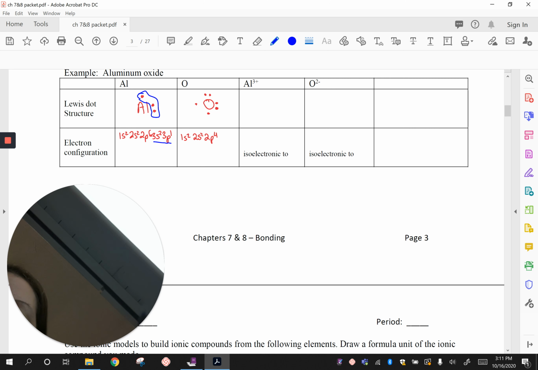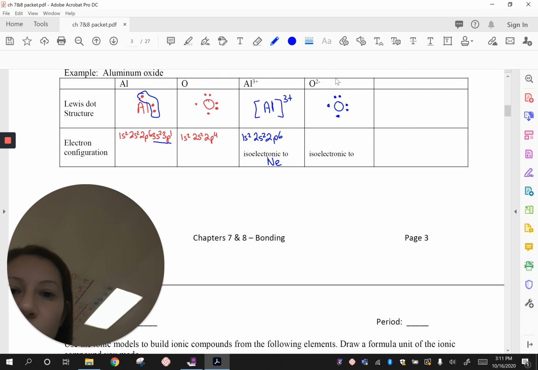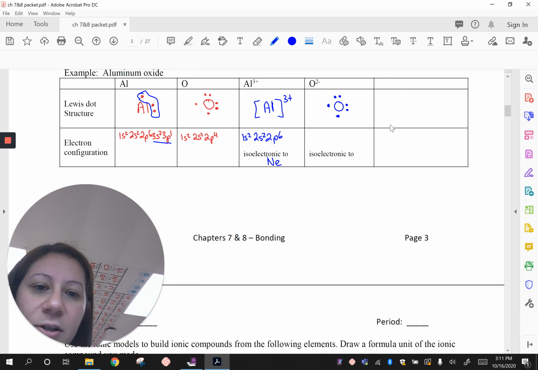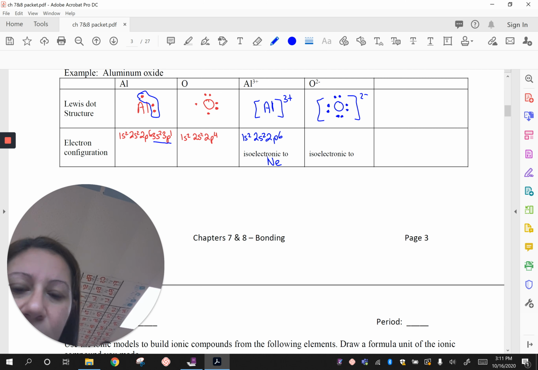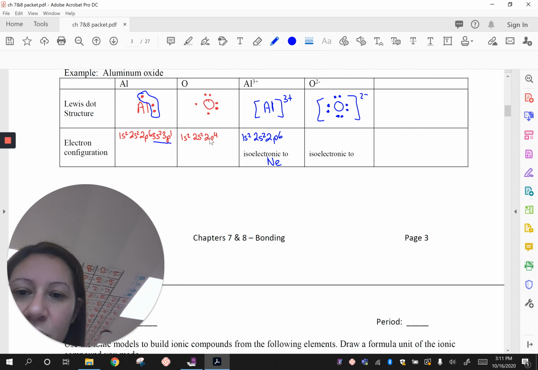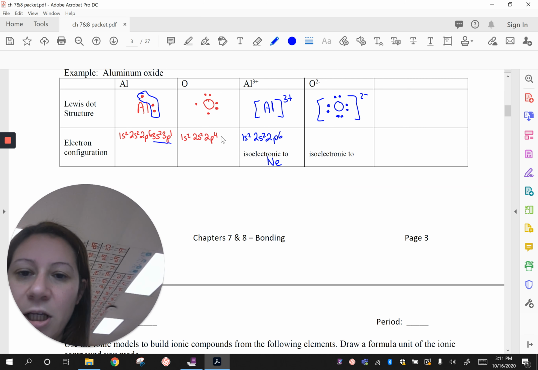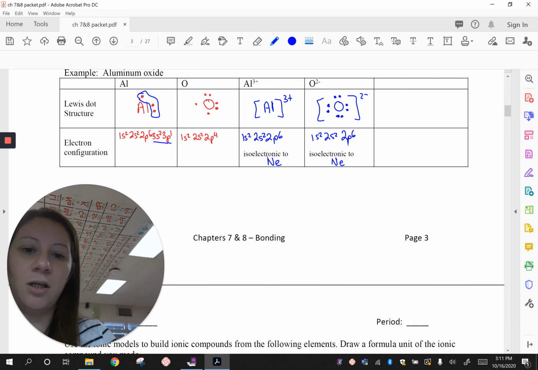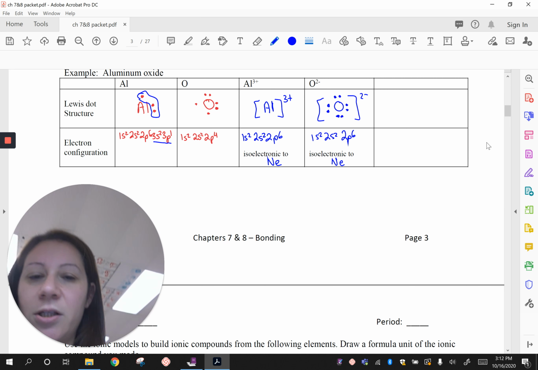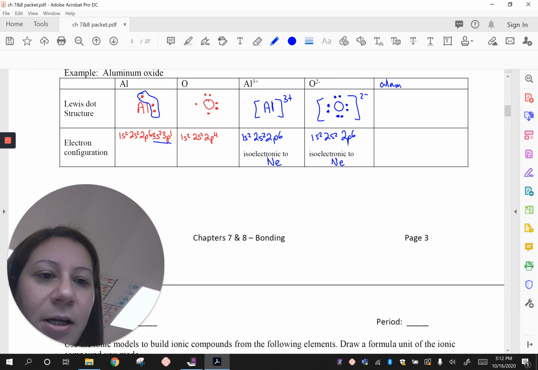So the oxygen had 6 valence electrons, 1, 2, 3, 4, 5, 6. And that 2- tells us that it gained 2 more. And so we need to add 2 more. So there's 1, there's another one, and we put brackets around it and write the charge. For the electron configuration, here's the neutral oxygen. It gains 2 more. So instead of 2p4, it becomes 2p6. So 1s2, 2s2, 2p6, also isoelectronic to neon. So let's try to put it together to form aluminum oxide.